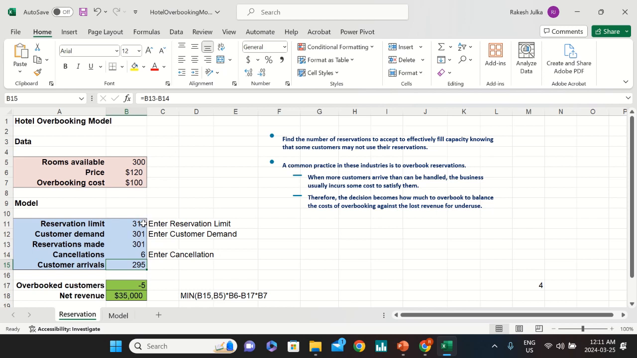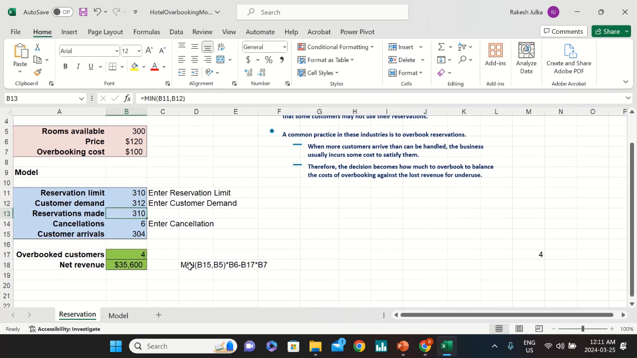So 310, and let's say 312 is what the customers demanded. Then cancellations were there. If the cancellation is 9, then accordingly we can calculate, and that will be 35,600. If there are, let's say, 15 cancellations, accordingly $35,000 will be the profit. If it is 20 cancellations, then accordingly there will be a profit, but it will be underbooked instead of overbooked. So here in this case, if the cancellation is 6, then there will be 35,600.